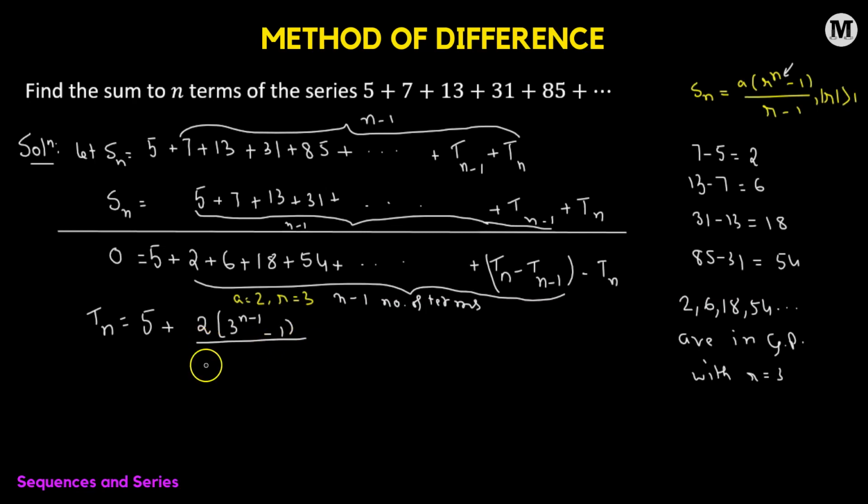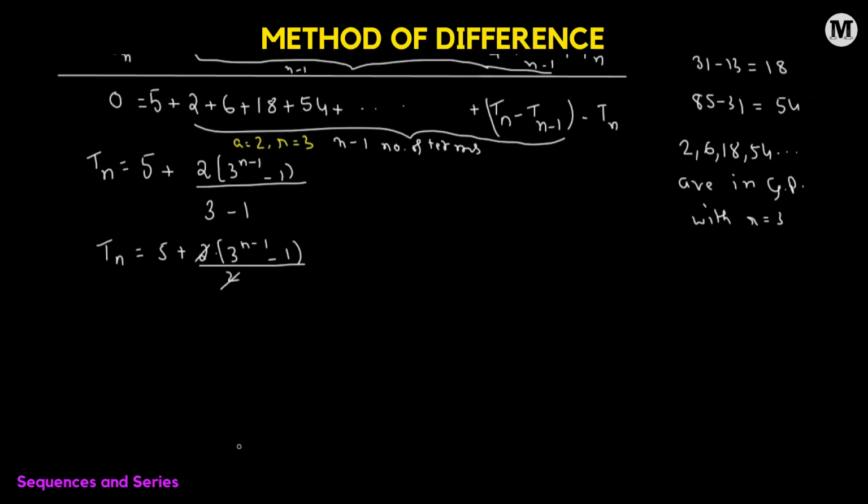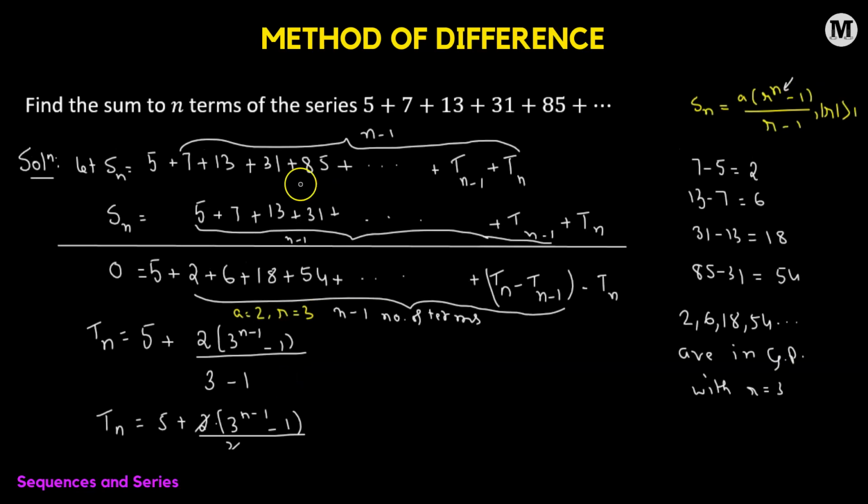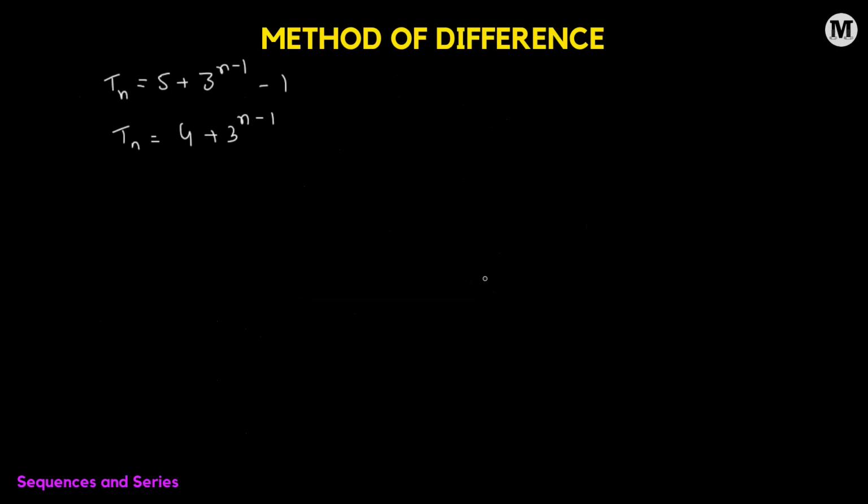Minus 1, divided by 3 minus 1, which means Tn comes out to be equal to 5 added to 2 times (3 raised to the power of n minus 1) whole divided by 2. So here we can factor out 2 from the numerator and the denominator. So we have Tn equals 5 added to 3 raised to the power of n minus 1, minus 1. So Tn comes out to be equal to 4 added to 3 raised to the power of n minus 1. So now we have obtained the nth term of the series. Our next task will be to find the sum.